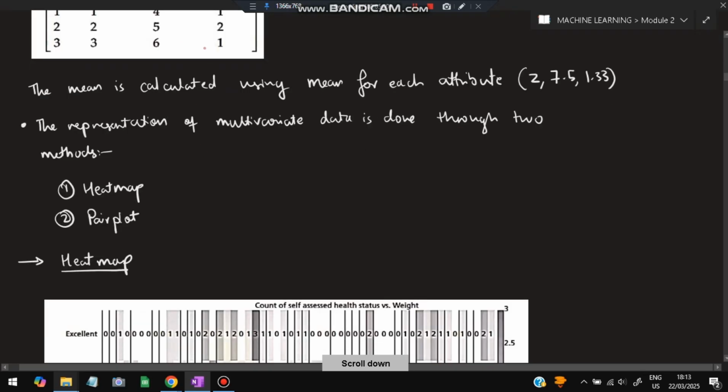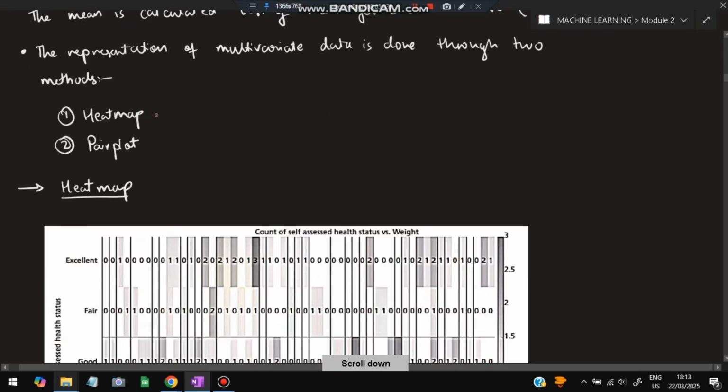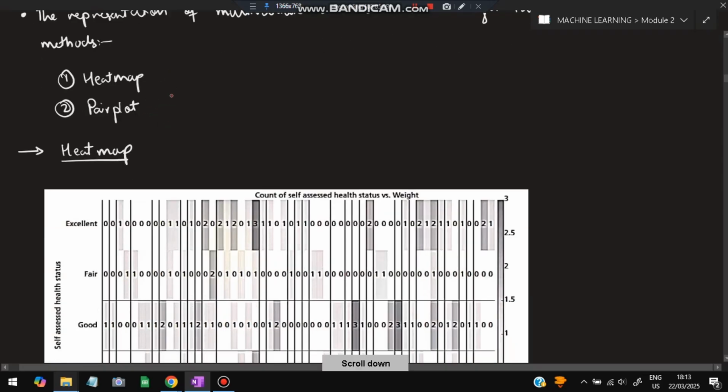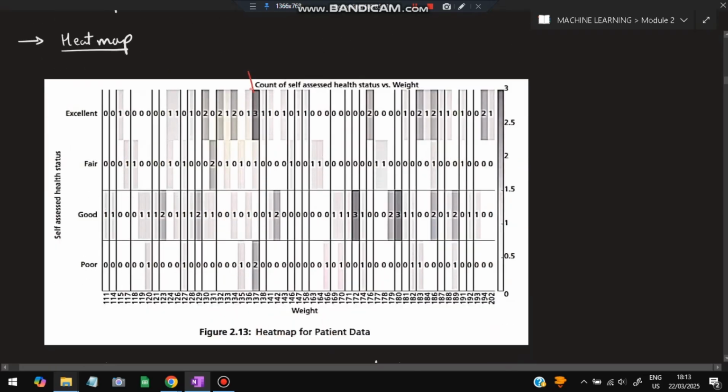Okay, and to represent these values we use two methods. Like in the previous bivariate case where we used the scatter plot and the line graph, here we'll be using the heat map and the pair plot. Basically a heat map has colors, and the darker the color, the higher the value. In this way we can understand within one glance where the values are higher. So this is the heat map.